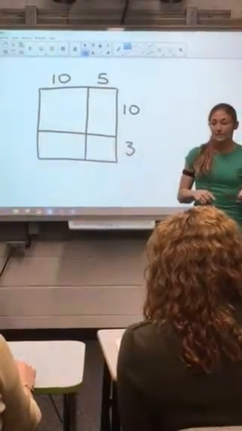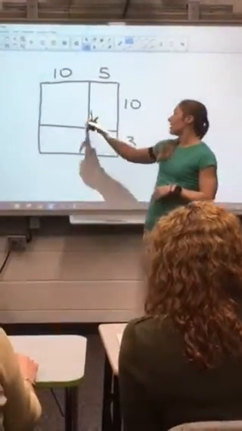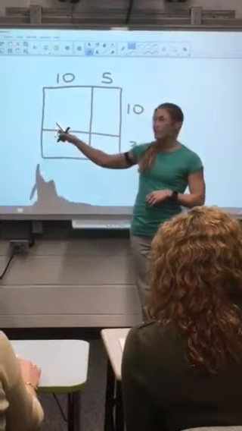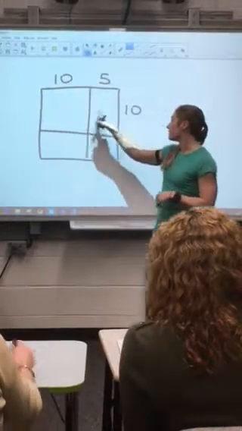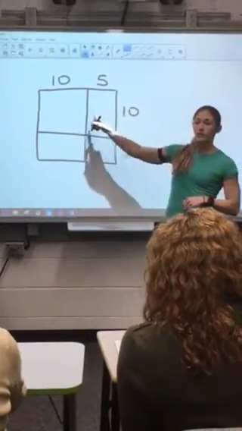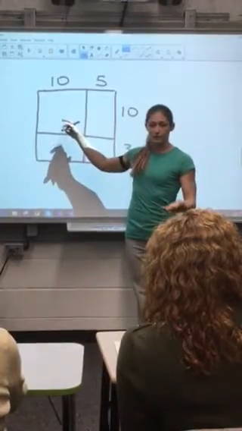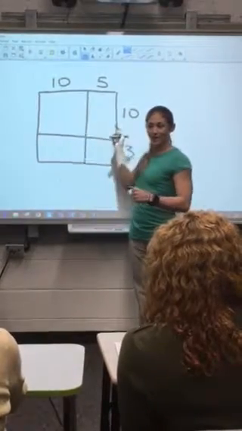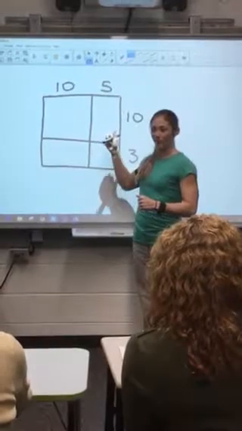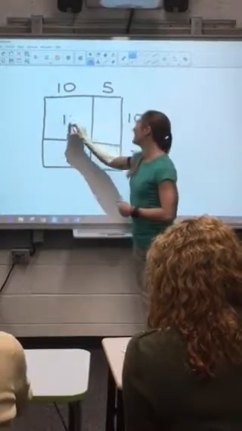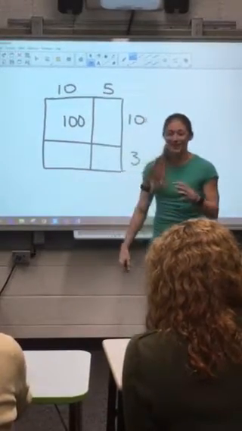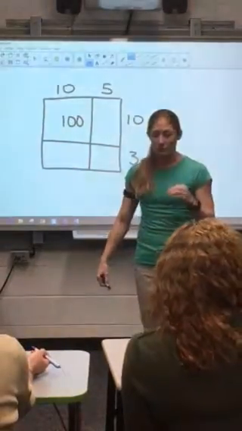So what we're going to look at next is finding those partial products. If I start in the top left rectangle, I'm going to take the length, which is 10, and the width, which is 10, and I'm going to multiply it to get the area. What's that going to give me? 10 times 10? 100. And then we fill it in for the area of that. That's one of our partial products.